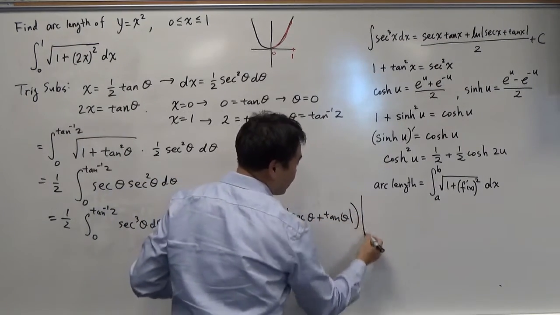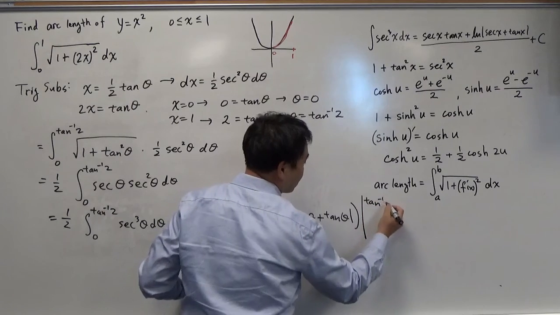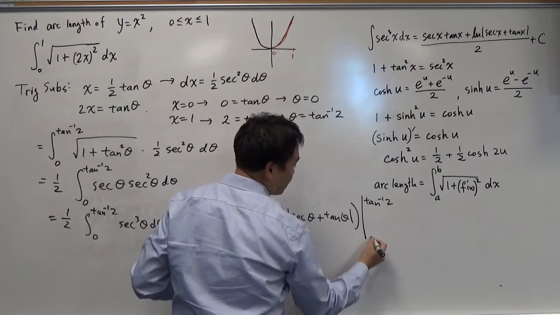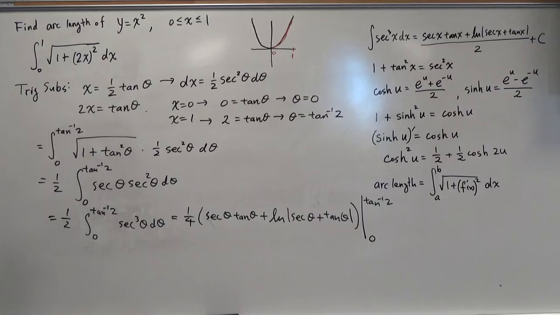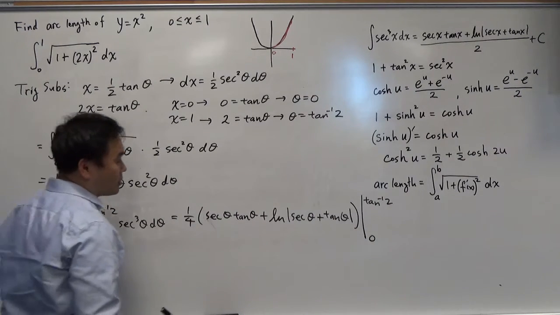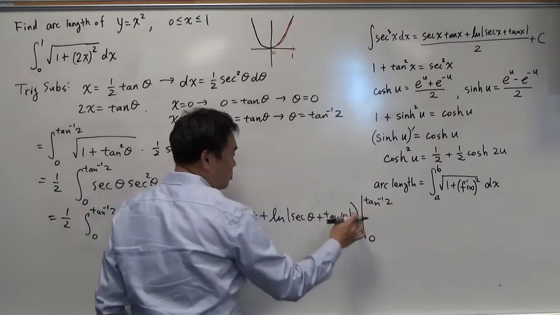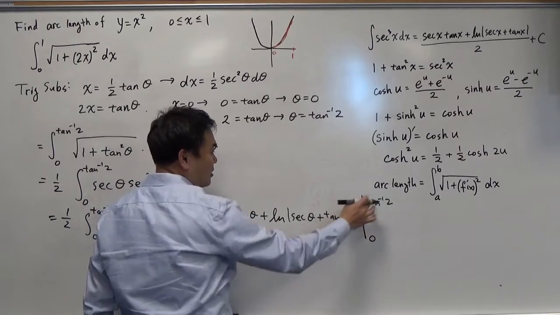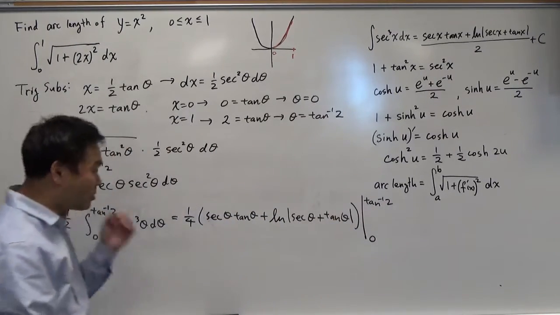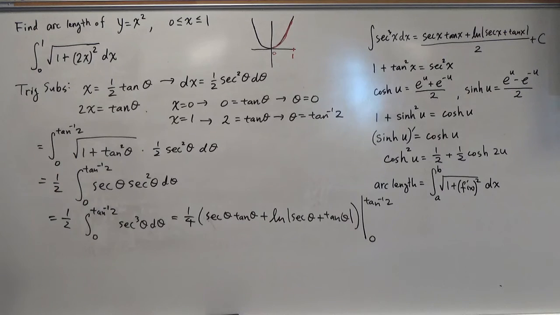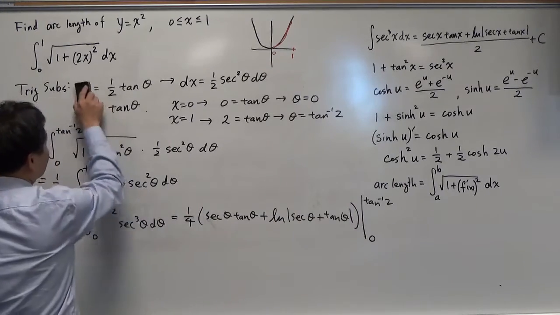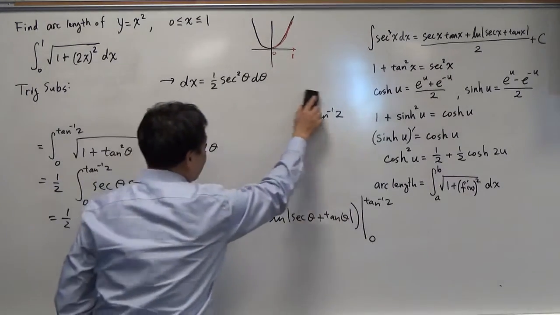And you have to plug in tangent inverse of 2 and 0. When tangent inverse of 2 goes into tangent theta, they cancel and it will create 2. That's good, except that for secant of theta, we need to do some more work here. So let's erase something here and talk about that.